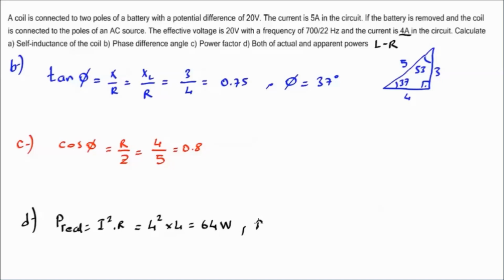And the P apparent is going to be I times V total, equal I is 4 and V total is equal 20. It's going to be 80 volt ampere.